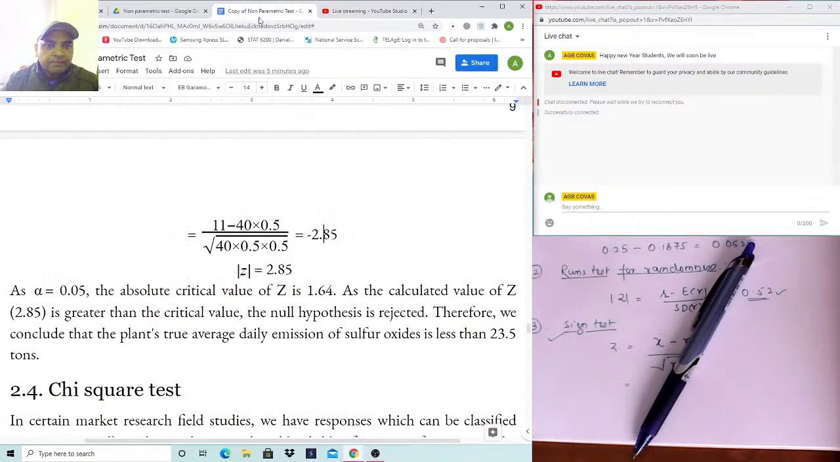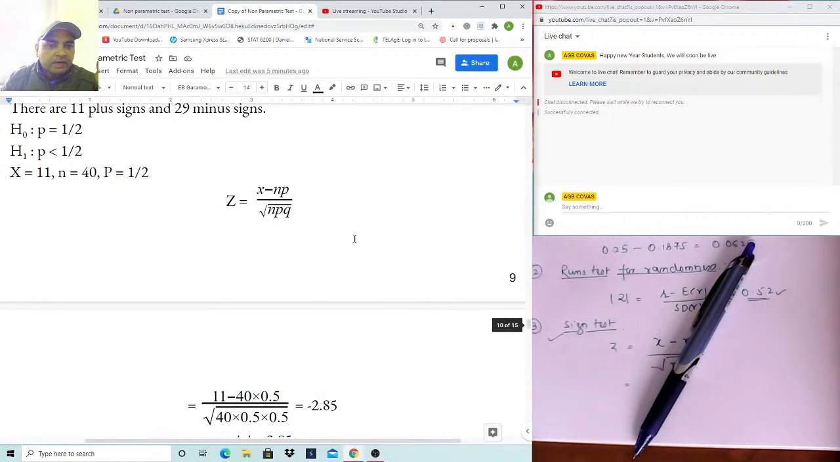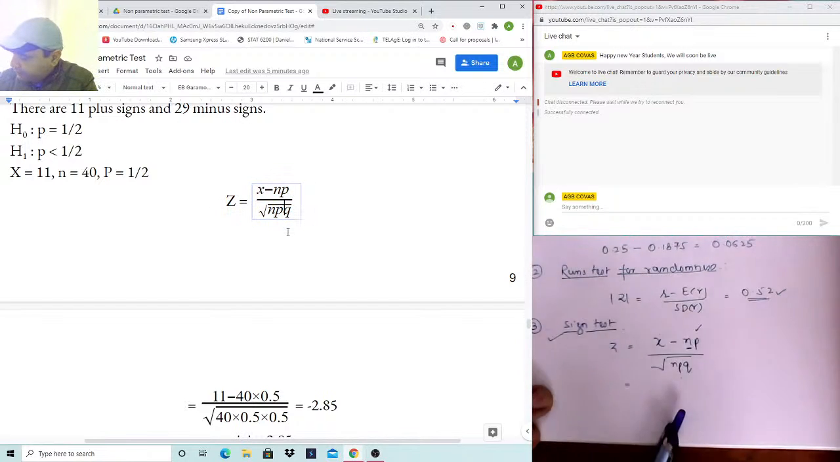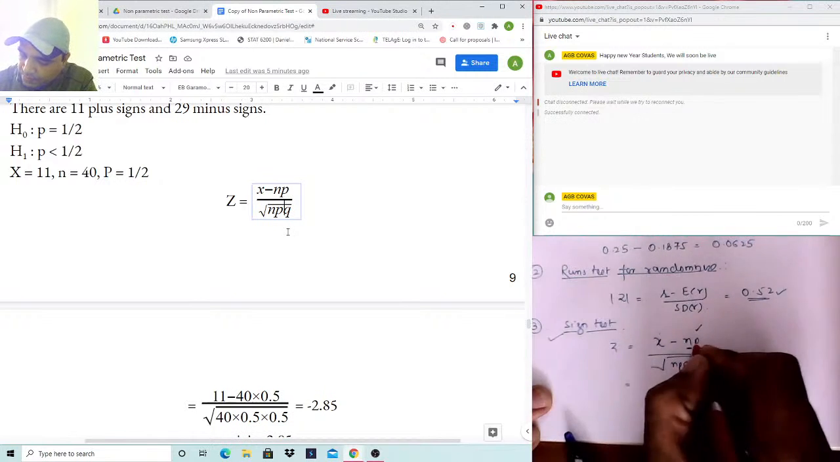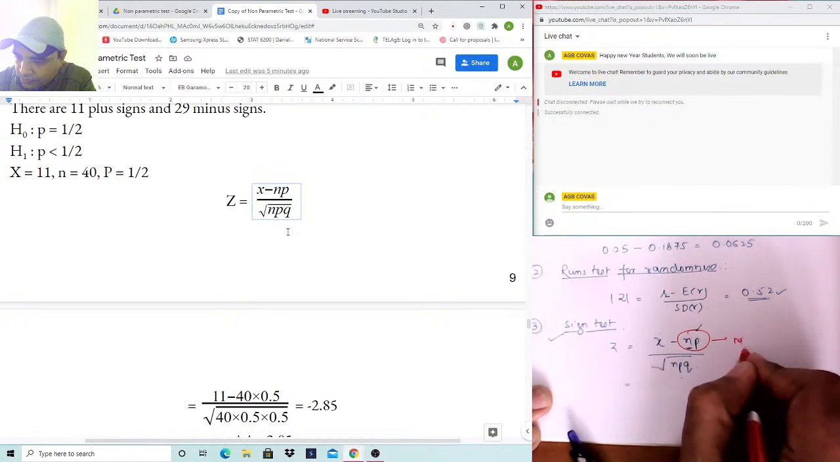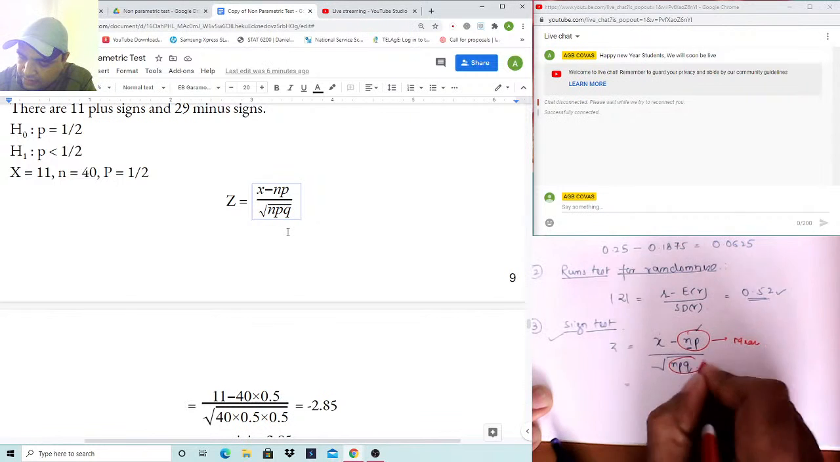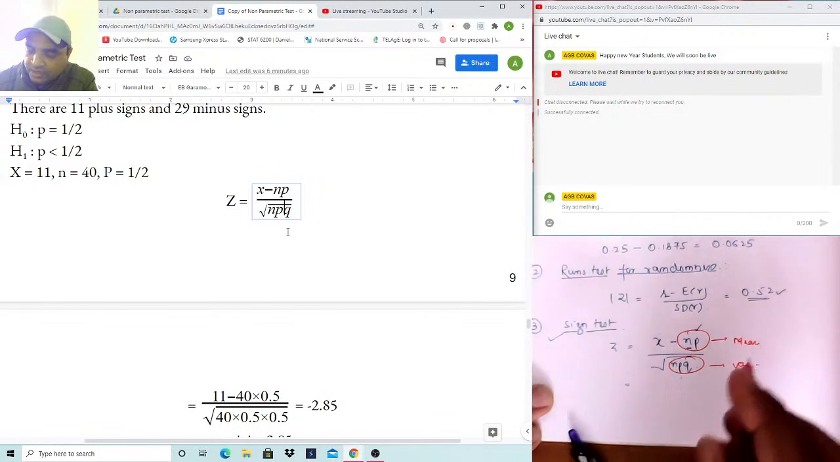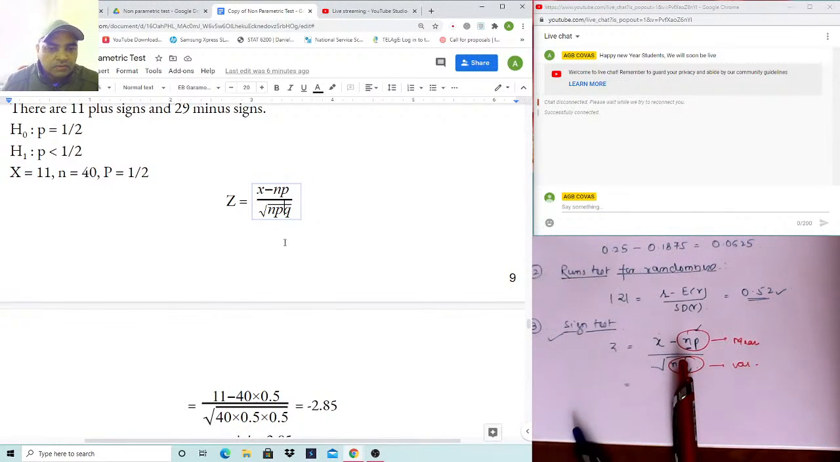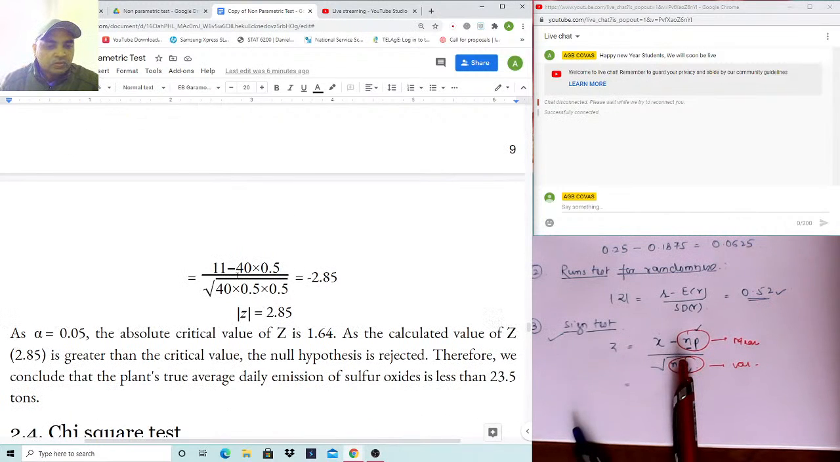Now we are live. So basically what I was telling is that this Z is X minus np upon root npq, where np is your mean and npq is your variance. I will stop after this because your next class will be there. So this will be equal to this, and finally you got the Z value as minus 2.85.